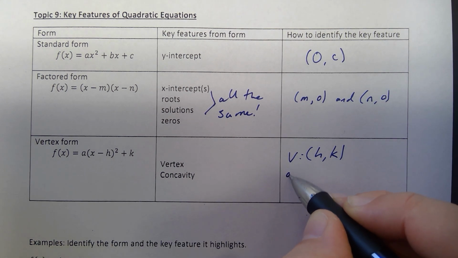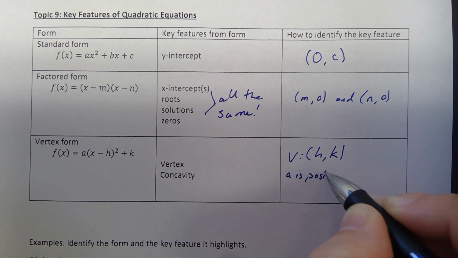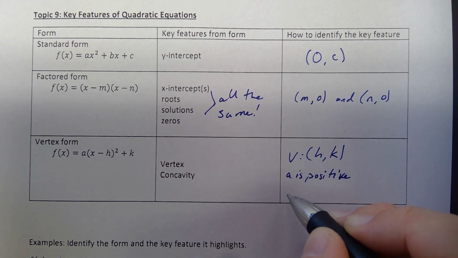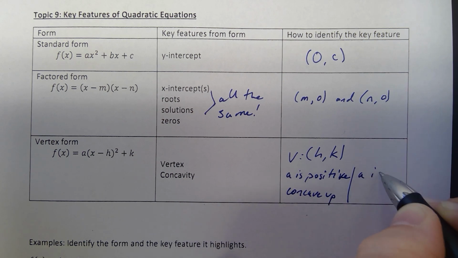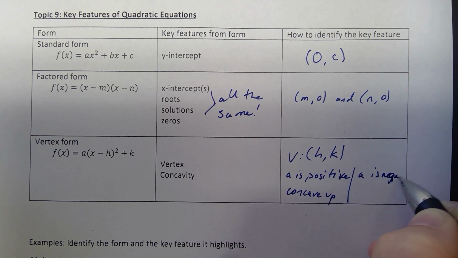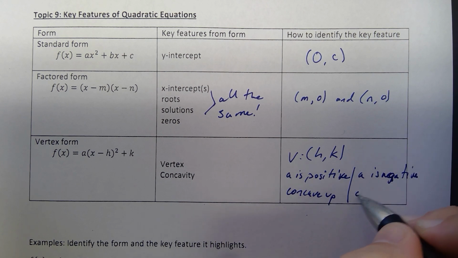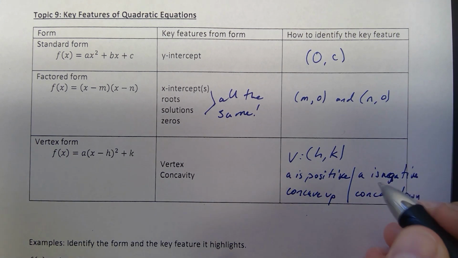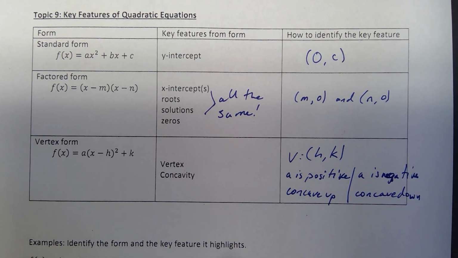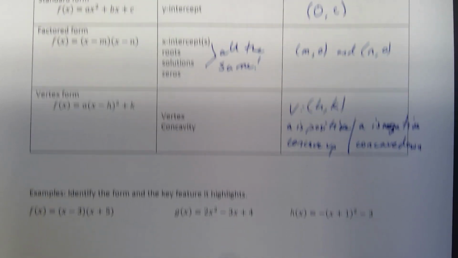And then if a is positive, concave up. If a is negative, concave down. All right, so that's our way to identify those key features from our various forms.